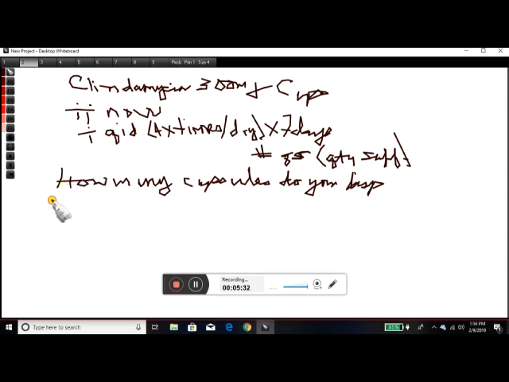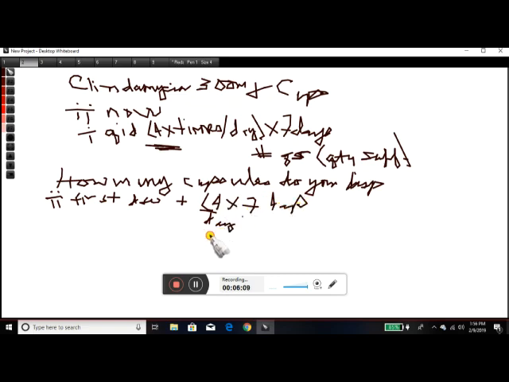So we have two for the first dose, and we're going to add that to 7 times 4, because for each of the subsequent doses, you need 4 per day for 7 days. So 4 per day times 7 days. These days, by the way, will cancel out. And 4 times 7 is 28.